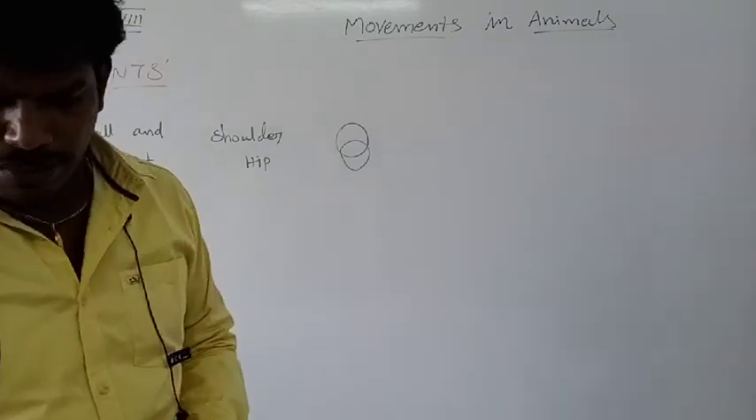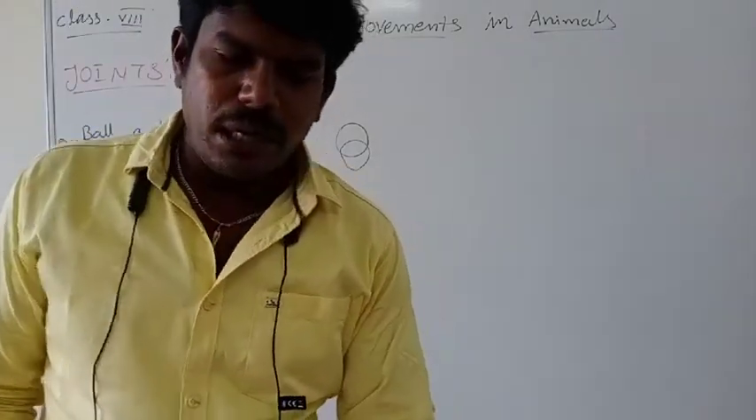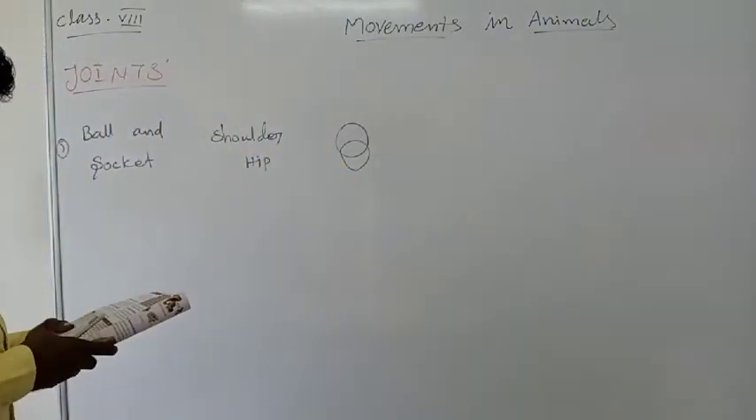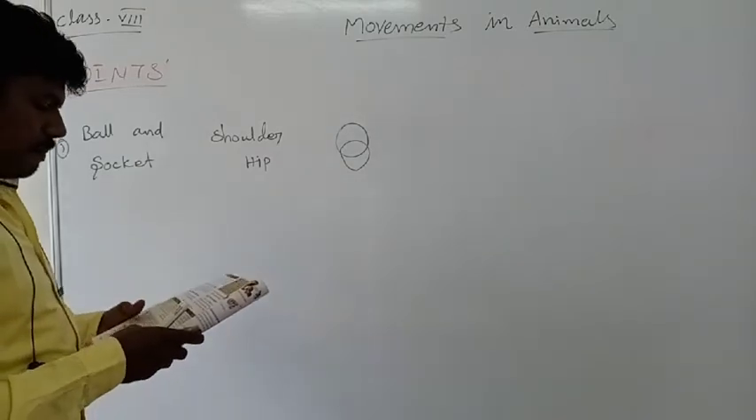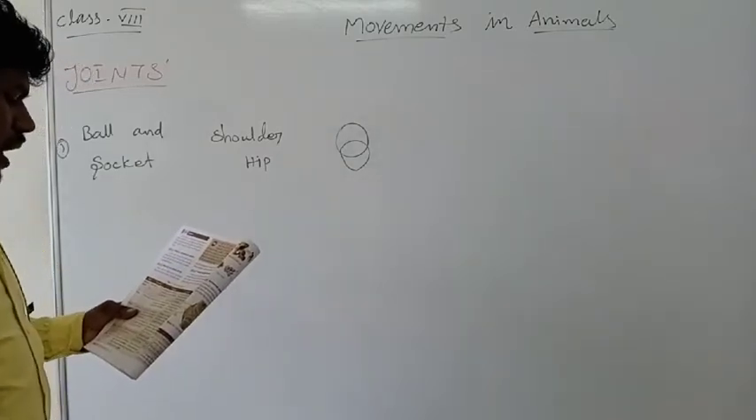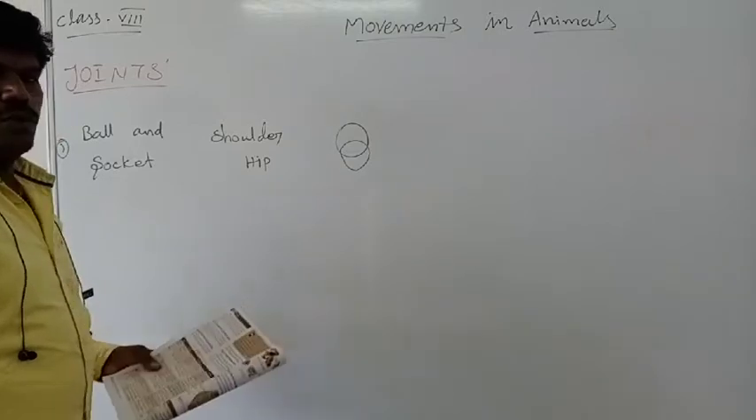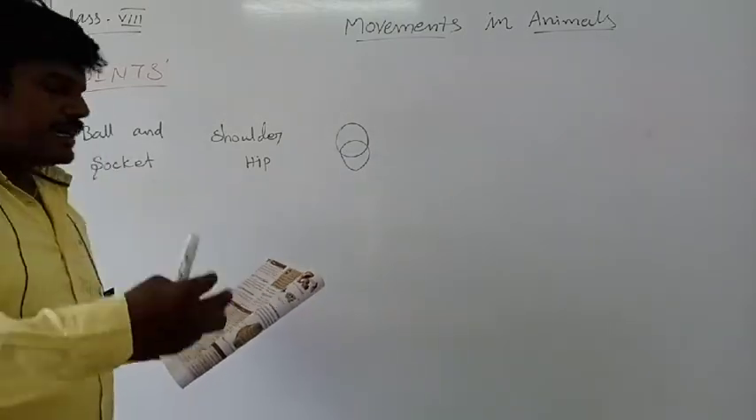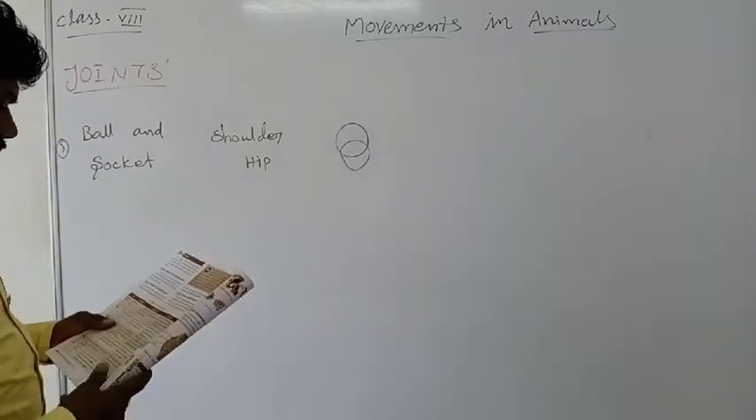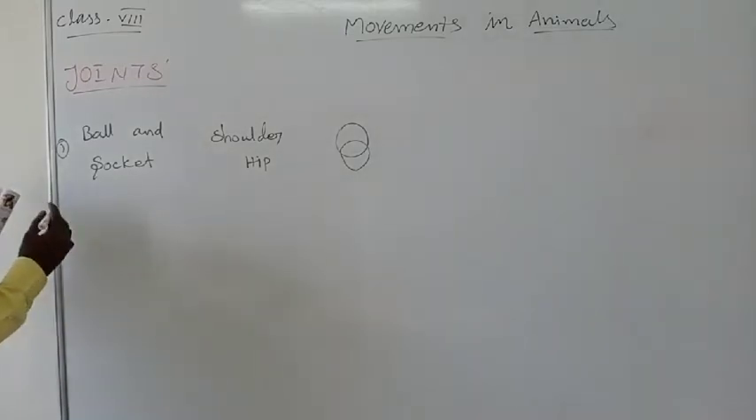The shoulder, hip, and the mobility. Mobility means the movement. The movement can occur in three planes. This joint allows the greatest range of movement. This joint allows the greatest range of movement. And then hinge. Next one, what?